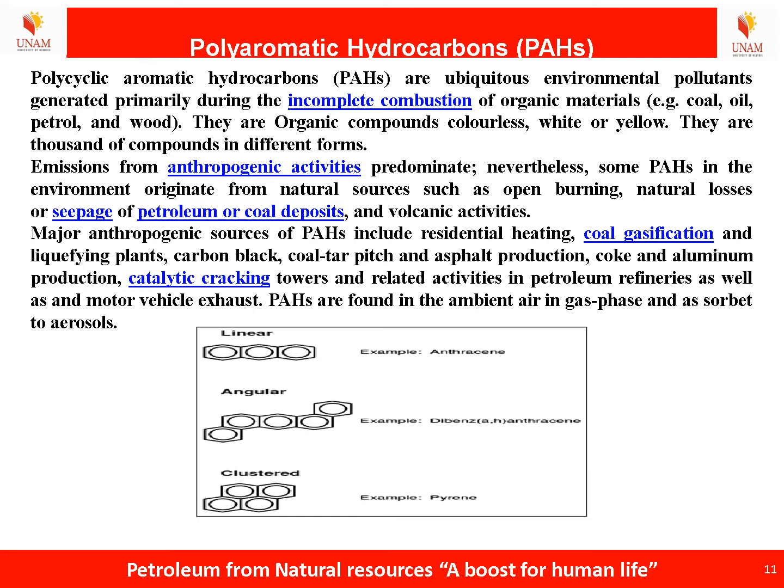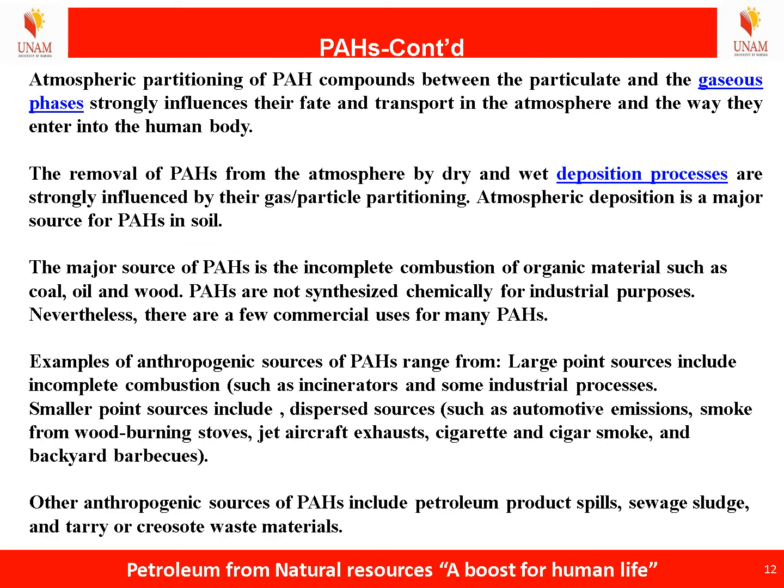Some of the examples of the PAHs I have given you: the linear one, that is anthracene. Then the angular one, you have the dibenz[a,h]anthracene, right? It is having five benzenes attached to it. Then you have the clustered one, four benzenes attached, that is pyrene. So atmospheric partitioning of PAH compounds, that is particulate and gas phase, will influence the transport in the atmosphere, and the way they will enter the human body.